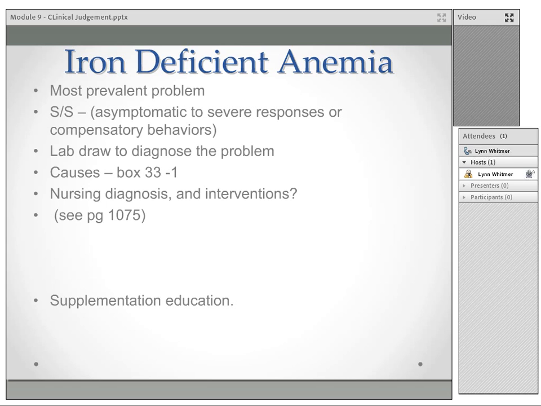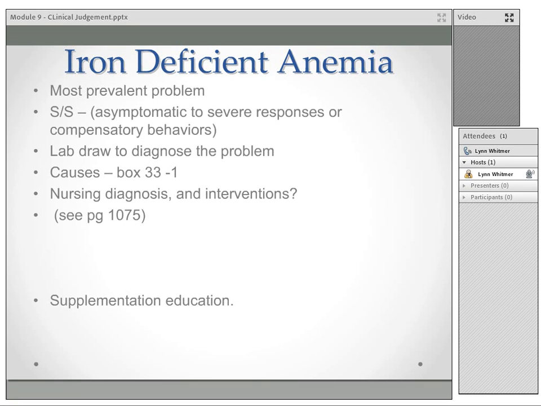The causes, again, are in box 33.1. It talks about several different reasons that someone could be iron deficient. And what would you think some of your nursing diagnoses will be? One nice thing about this textbook is it also lends itself to giving you some nursing diagnoses in many different places.